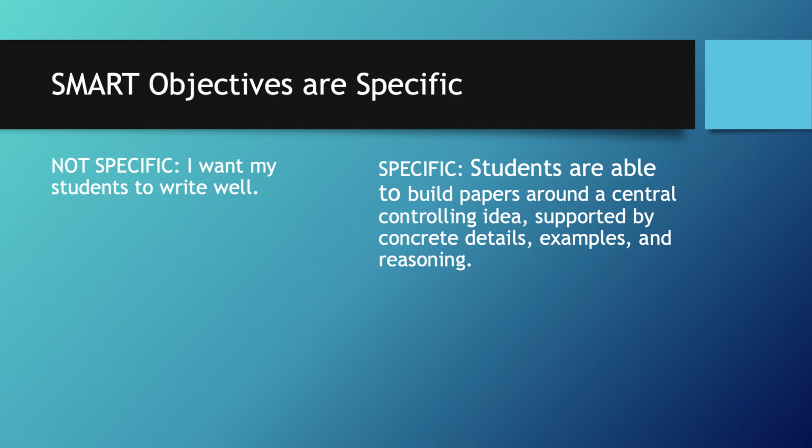A specific way for them to do that within the unit is to identify and reflect on strategies for self and peer assessment. So that is a unit level objective that relates to that course level objective.